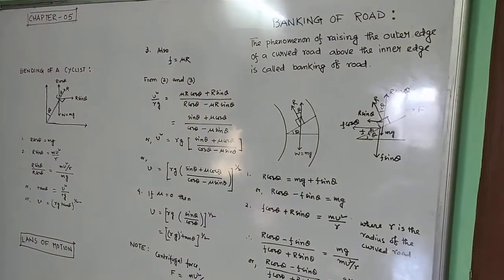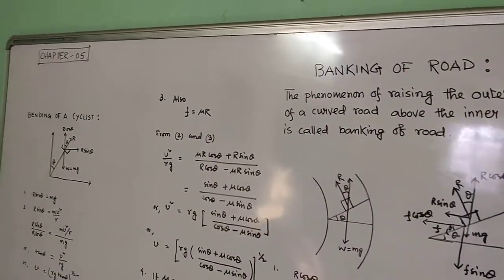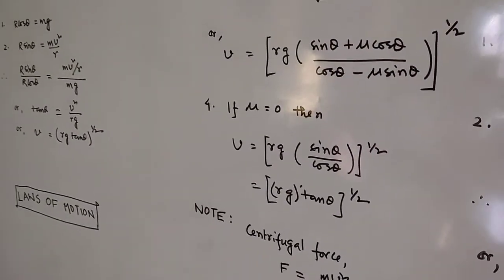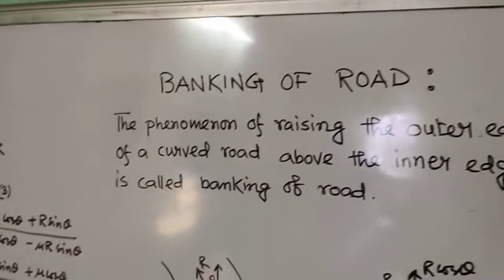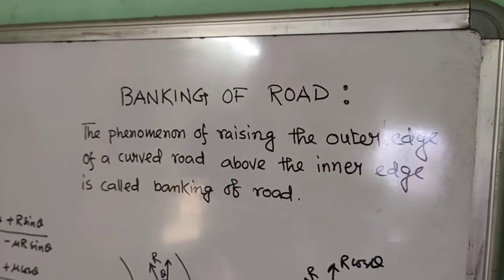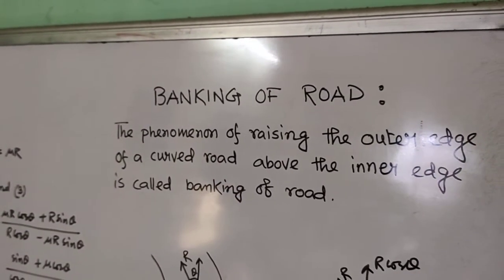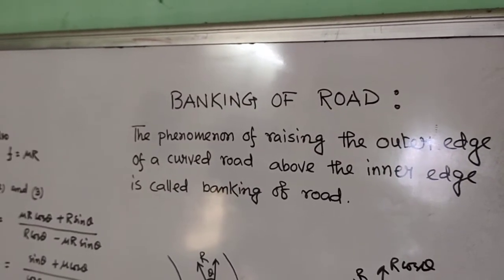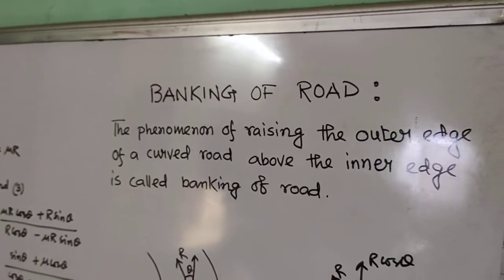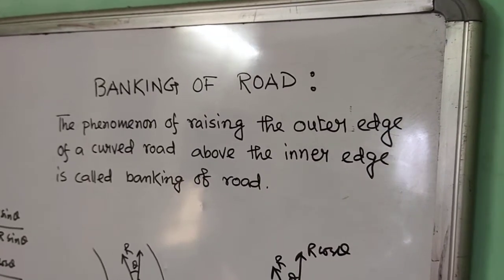Good morning, students. Today we are going to discuss an important topic from chapter 5, and chapter 5 is your laws of motion. Now the topic which we are going to discuss is your banking of road. Now I think most of you have seen during the turning the upper edge is slightly elevated compared to the base of the road, and that one is nothing but your banking. And this happens during the turning of the road.